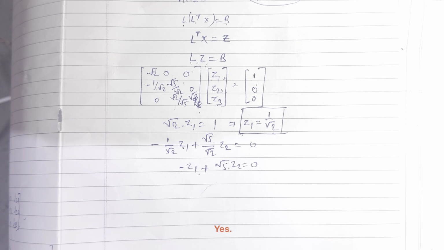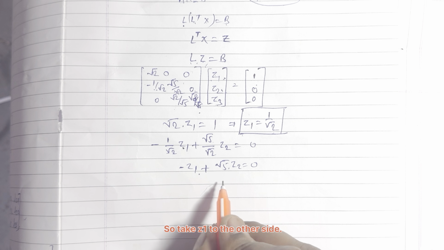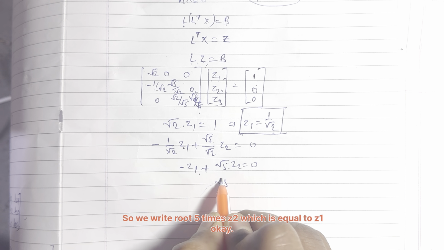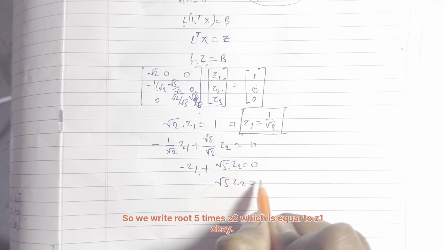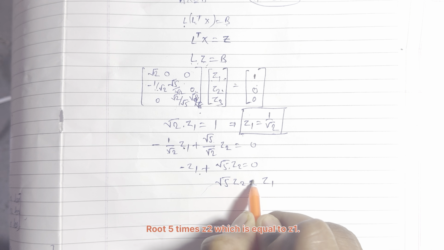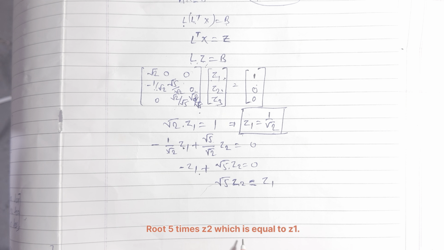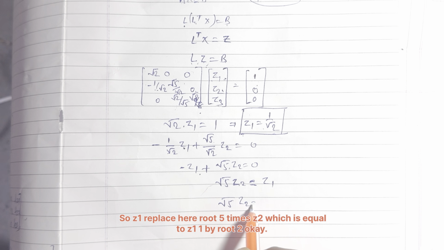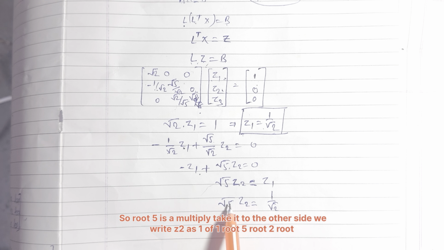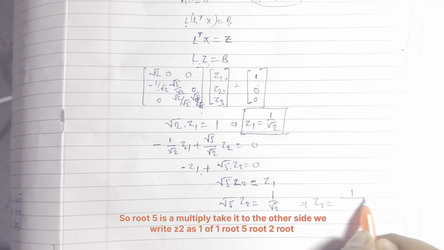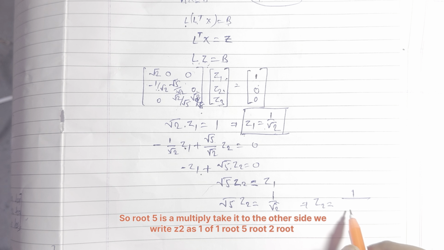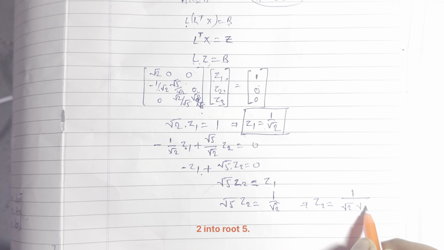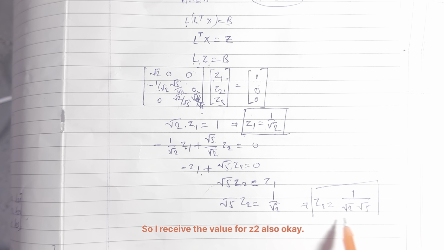Take Z1 to the other side, so we write root 5 times Z2 is equal to Z1. Replacing Z1 here, root 5 times Z2 is equal to 1 by root 2. Root 5 is multiplied, so take it to the other side, and we write Z2 as 1 upon root 2 into root 5. So I received the value for Z2 also.